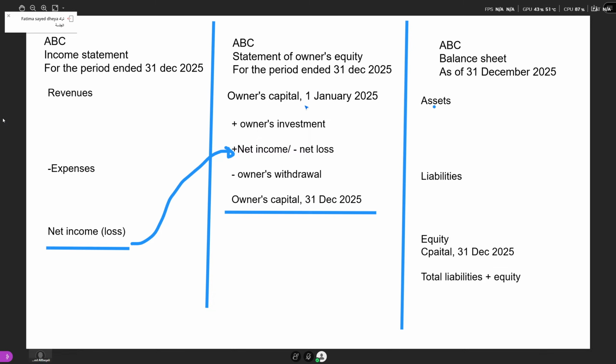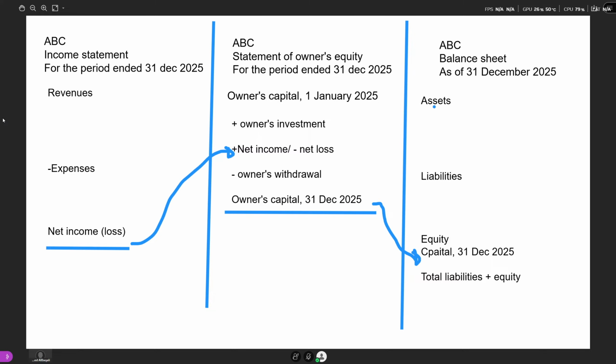What was my capital at the beginning of the year, 1st of January, how much it was, and by the end of the year, 31st of December, how much it has become. What are the things that affected my capital during the year 2025? And then I prepare my balance sheet. The balance sheet shows an overview of the financial position of the company. It lists all of the assets, all of the liabilities, and my capital at the end of the period. How can I know what is my capital at the end of the period? I can just take it directly from my statement of owner's equity.